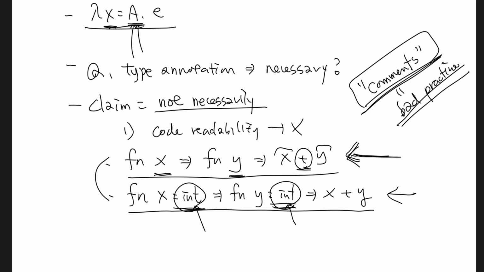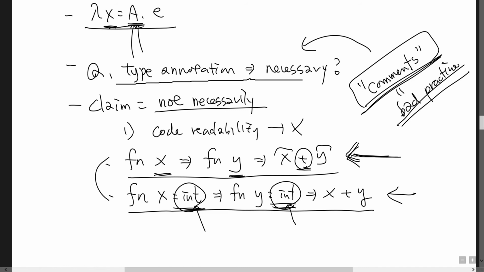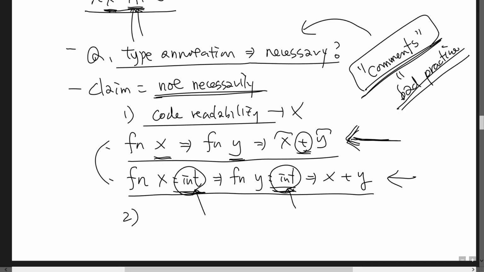So back to the discussion of type annotation. The question is, is this type annotation necessary? And the answer is not always, not necessarily, because it's better for code readability. And more importantly, type annotations are unnecessary because if you design your programming language carefully, you can actually reconstruct the types, or you can infer the types.